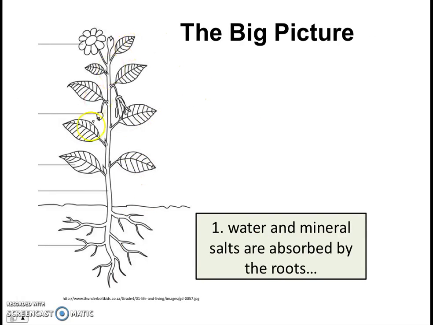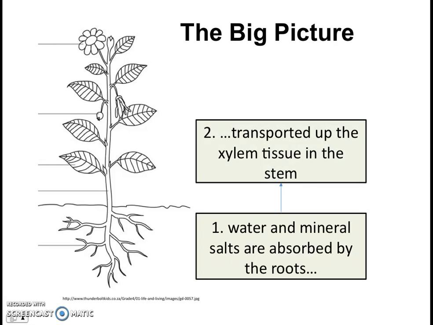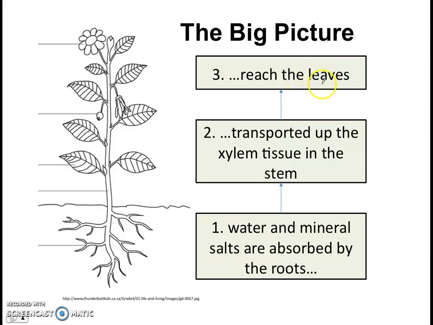And here's a plant, and you probably know the big picture already from your primary school. So you know that water, as well as mineral salts, are absorbed through the roots from the soil. And then from the roots, they are transported up into the stem, through the xylem tissue, which we learned about. And then from the stem, they are transported to the leaves. So this is the big picture. And for this video, we'll be starting just at this point, looking at how water and mineral salts are absorbed by the roots.